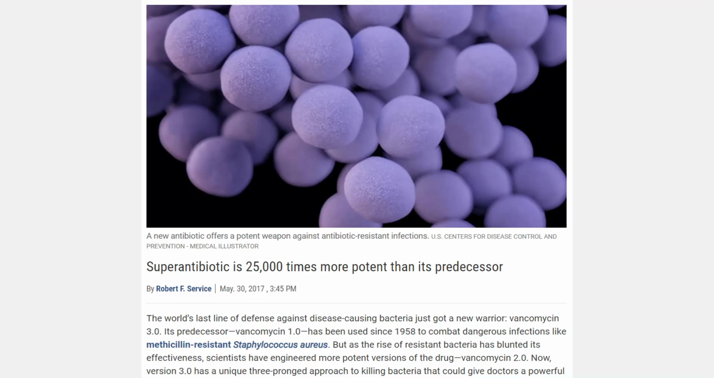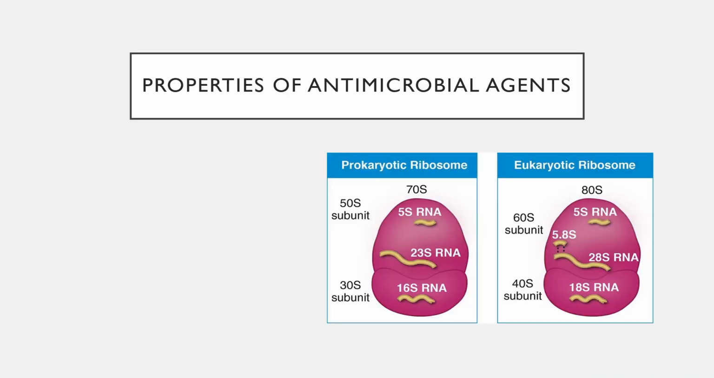However, a lot more development needs to be done in order to overcome the rate of resistance at which microbes are adapting to antibiotics. And at the end of this lecture, we are going to talk about some of the mechanisms by which microbes do adapt to our drugs. But before that, we are going to go over some general properties of antimicrobials and also talk about the mechanisms by which the antimicrobials target and destroy microbes.